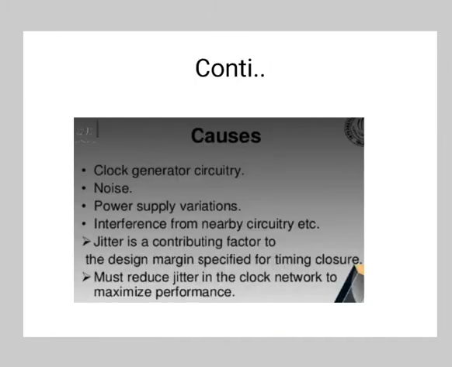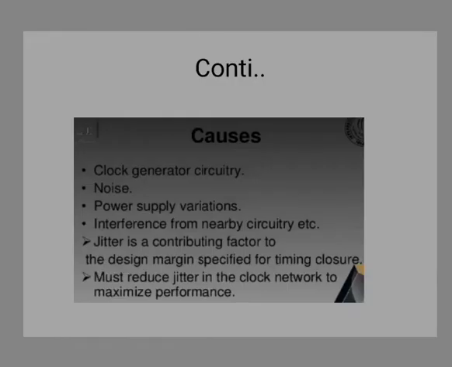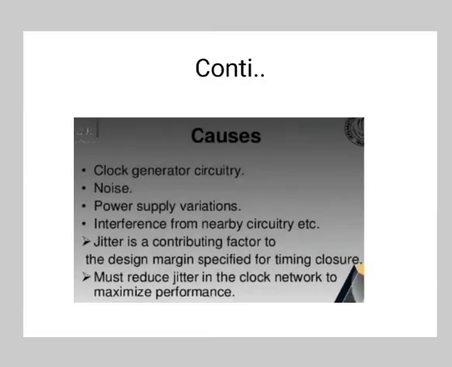Next are the causes of it: the clock generator circuitry, noise, power supply variations, interference from nearby circuitry, etc. The jitter is a contributing factor to the design margin specified for timing closure, and we must reduce the jitter in the clock network to maximize the performance. So these are the causes for the clock jitter.